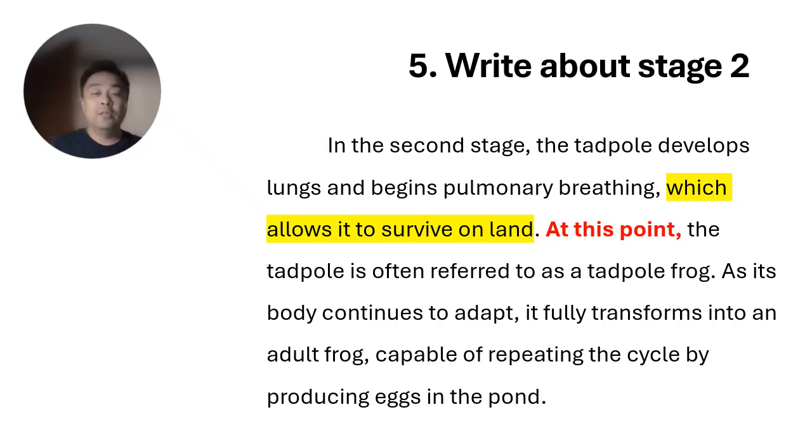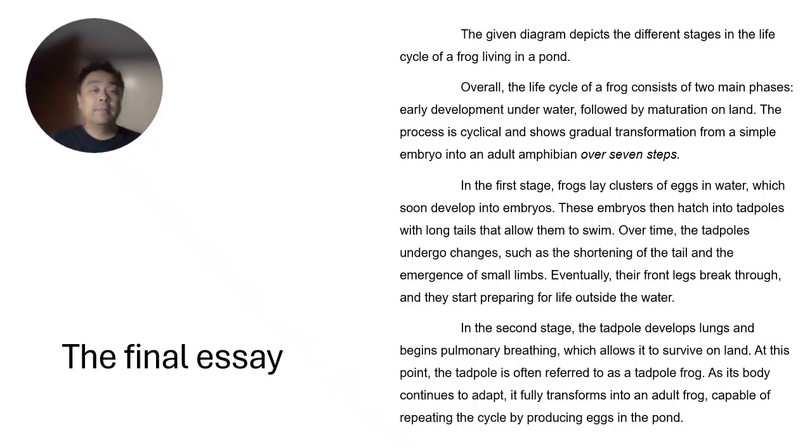Now, at the end, you can see that we end off by talking about the final product, which is the adult frog, and then we hint that the cycle begins again from here. And there we have it. That is our final essay from beginning to end.